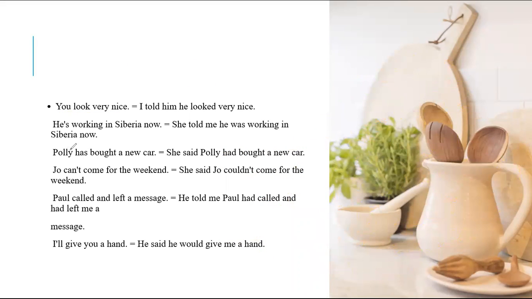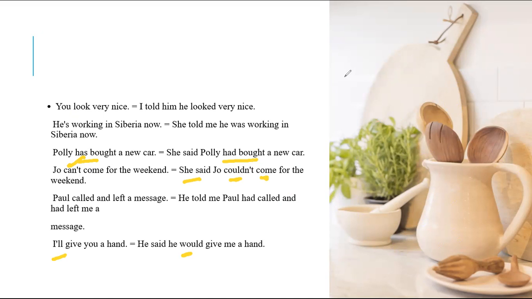Same goes for all of these sentences. Just see over here, "has bought" has changed into "had bought." She said, "Joe can't come for the weekend." So she said Joe couldn't. So "can't" is changed into the past tense "could." We don't need to change this verb over here. Why? Because when you change the auxiliary verb, you don't have to change the main verb. "Will" has been changed here into "would." So you can note all of that.